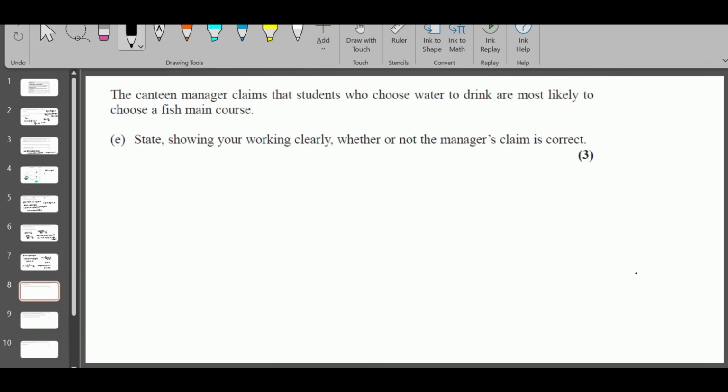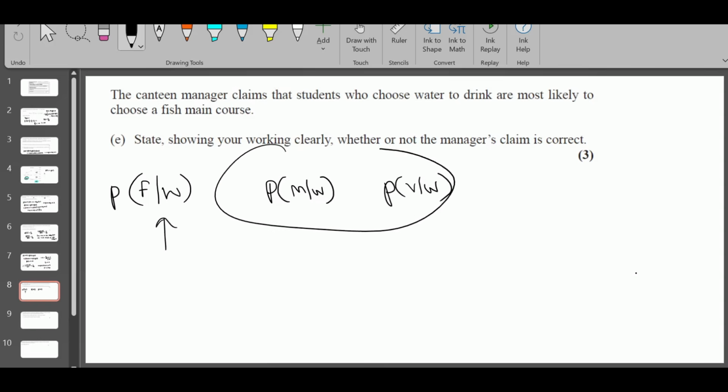Part E now. The canteen manager claims that the students who choose water to drink are most likely to choose fish as main course. That means water to drink, choose fish as main course. This probability should be higher compared to meat given water, compared to vegetarian given water. This should be larger than these two. That's what they are saying actually.